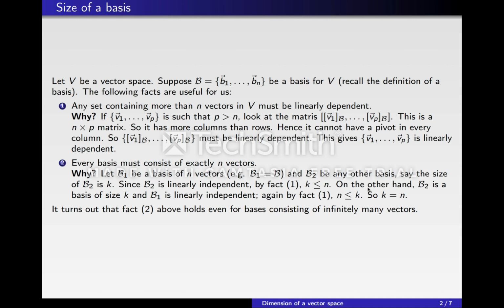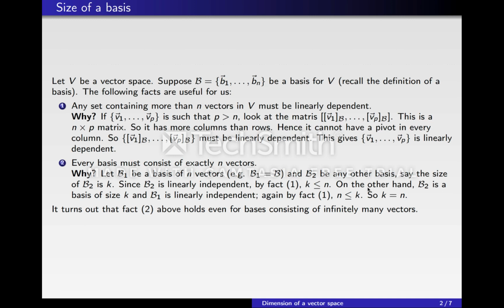So the first fact is any set of vectors that contains more than n vectors in V must be linearly dependent. So why is that? Suppose that we got p vectors, v1 through vp, where p is bigger than n. These are the vectors in V, and so how do we tell that this set of vectors must be linearly dependent? One way of doing that is we look at the matrix whose columns are the coordinates of the vi's relative to the basis B.